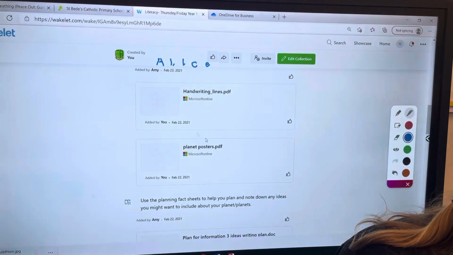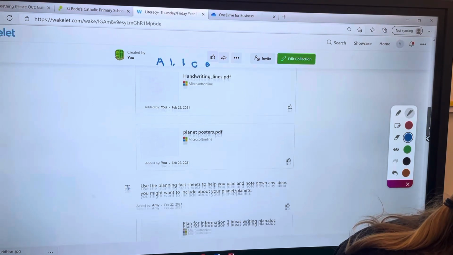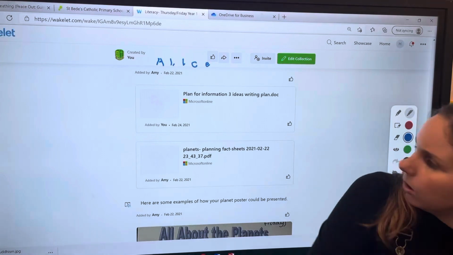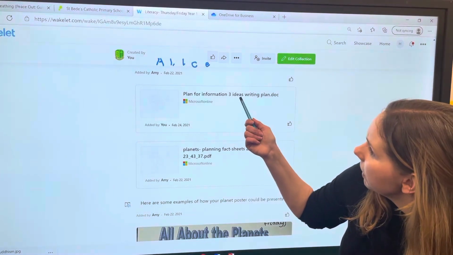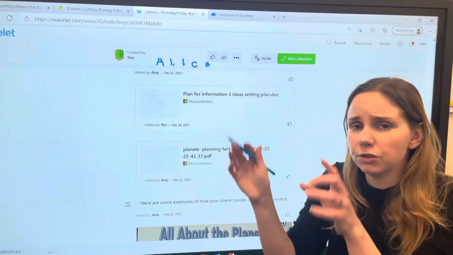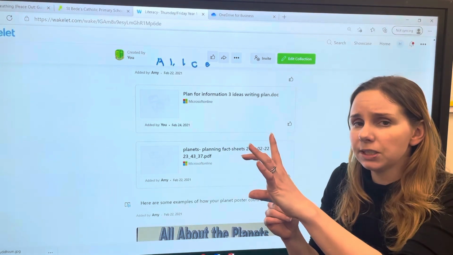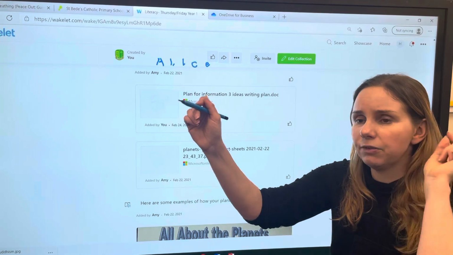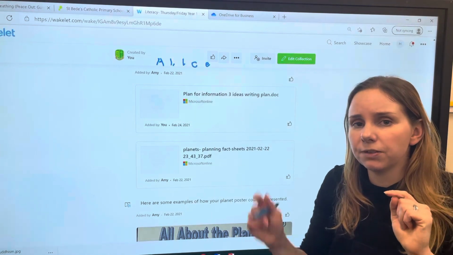Let me just snip back here. So again, the planet posters are there for you to help if you need a little bit more information. We've got the plan for writing, 3 ideas. You don't have to print that off, you could just do the circles at home. So you put your title in the first circle and then have 2 or 3 other circles for your subheading.